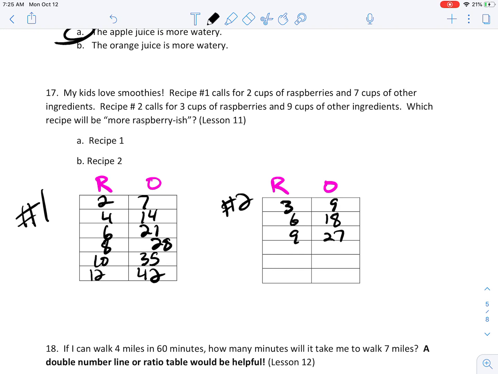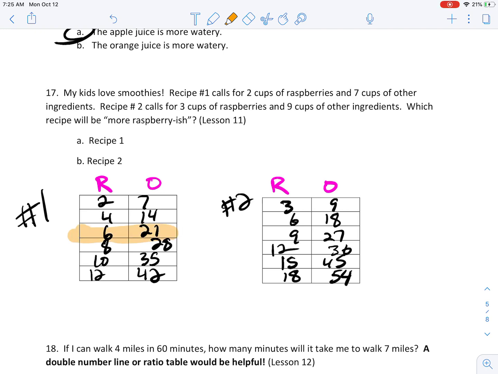Nine to 27, 12 to 36, 15 to 45, 18 to 54. Okay. So now we completed both tables. Now we have to compare both tables. Are there any numbers that match in both tables?